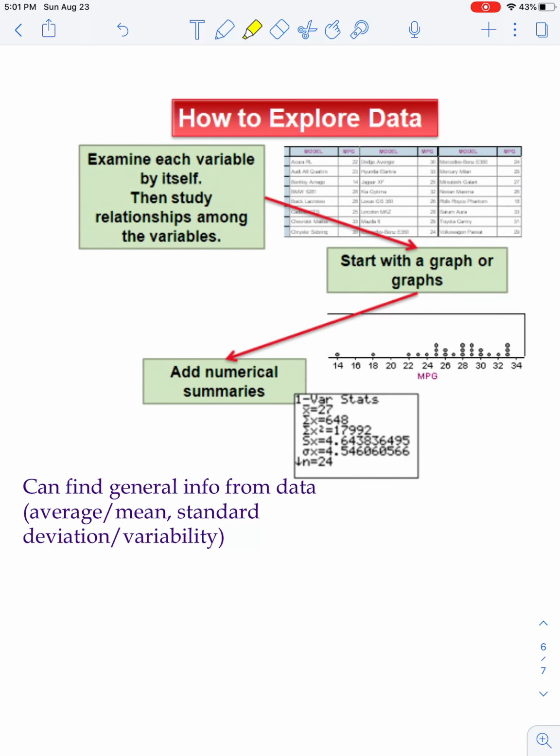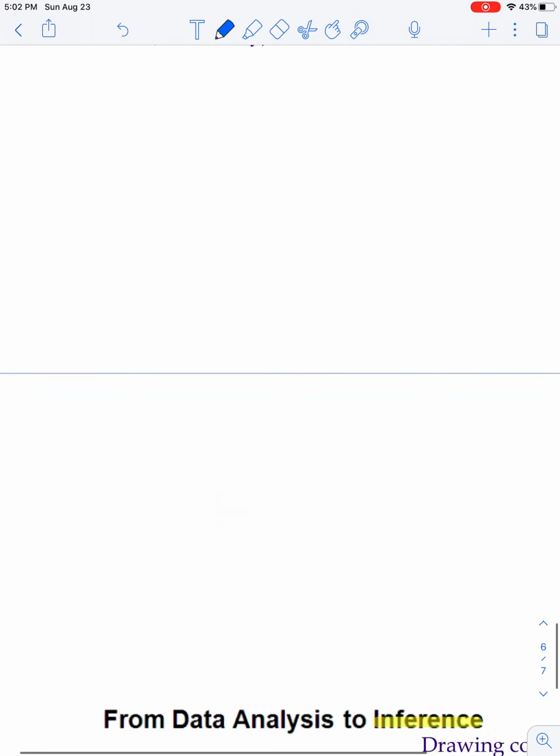So how to explore data. You can examine each variable by itself, and then you can study the relationships among those variables. So you can start with a graph or graphs. So there's our dot plot. And you can also do numerical summaries, which we will do in Unit 1, where you gather a mean. We've got a standard deviation here. We've got some really good information that we're going to dive into, and I'll explain what all the symbols mean and what the numbers mean and how you interpret. You can find general information from data, average, mean, standard deviation, which talks about the variability.